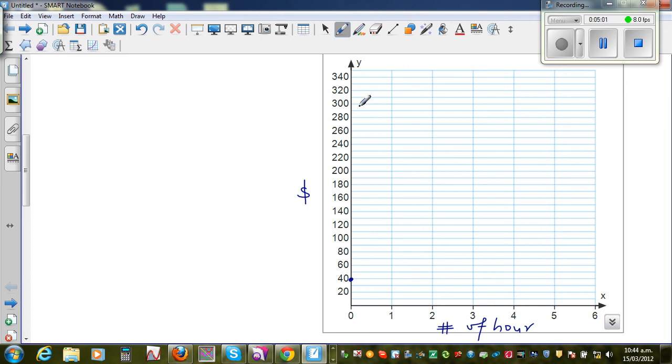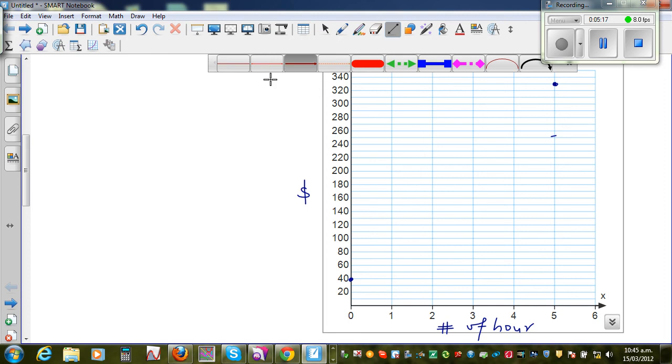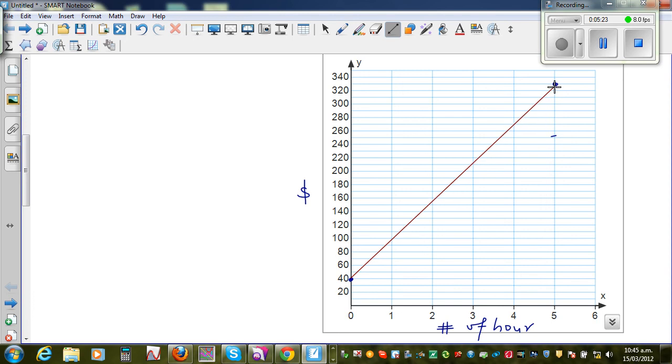So this is 5 hours, and this is 300, 310, 320, 330. So this is a neat point that I can plot. And I'll draw a straight line and then I'll explain. So a straight line, I'm joining these two points. These are the points that I can plot.